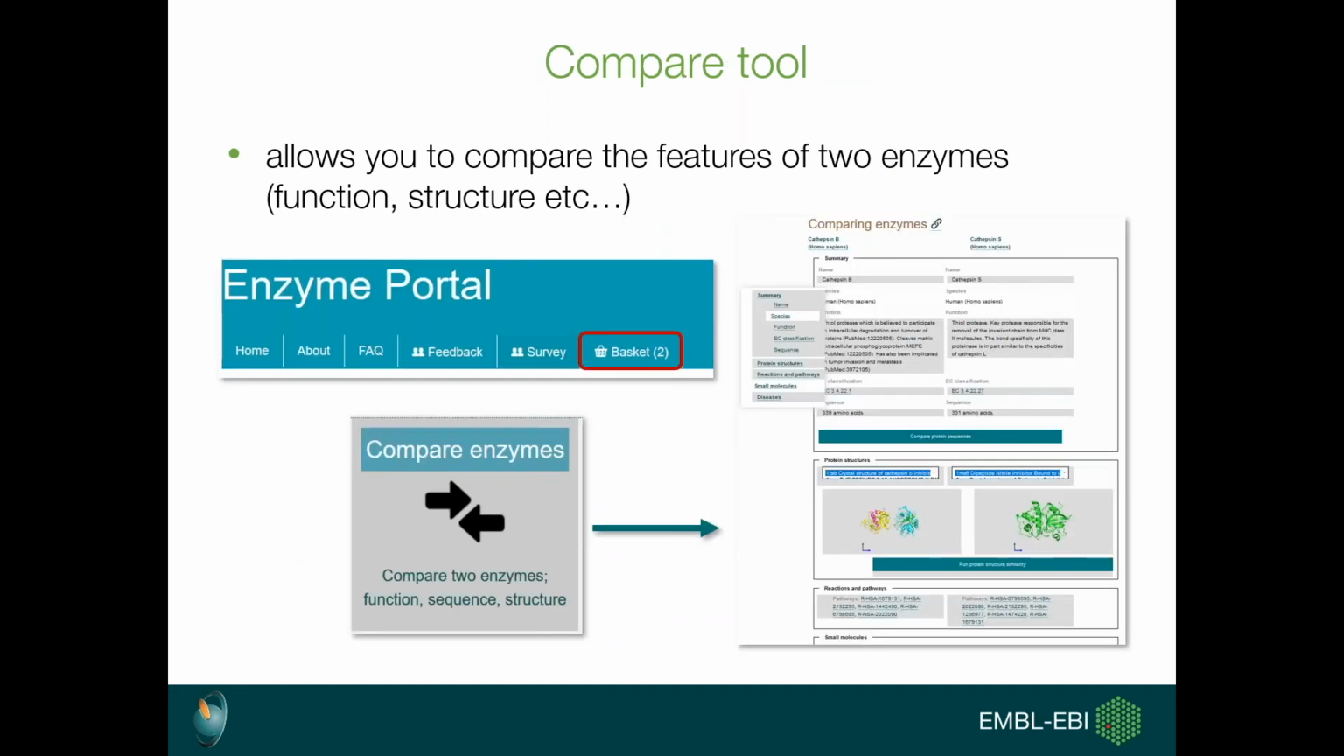The last tool is the Compare tool, which allows you to compare the features of two enzymes. For instance, you would be able to compare protein sequences or their involvement in biological pathways. For this, you just select your enzymes of interest and add them to your basket, and then you click on the Compare tool.